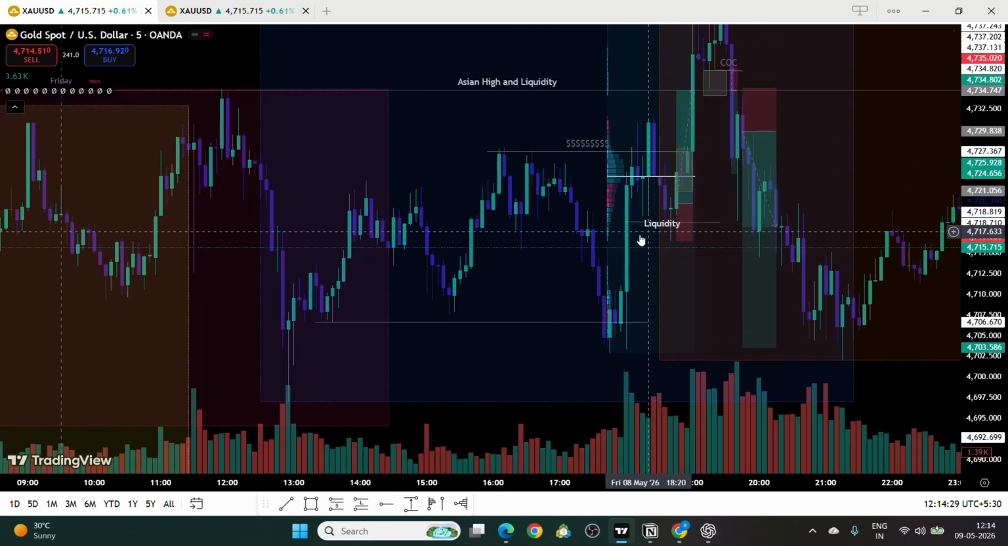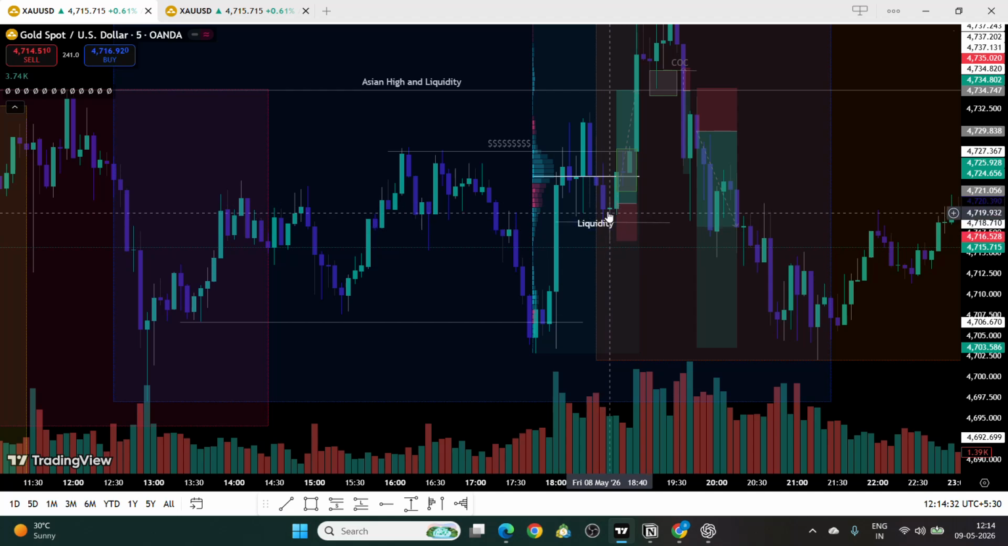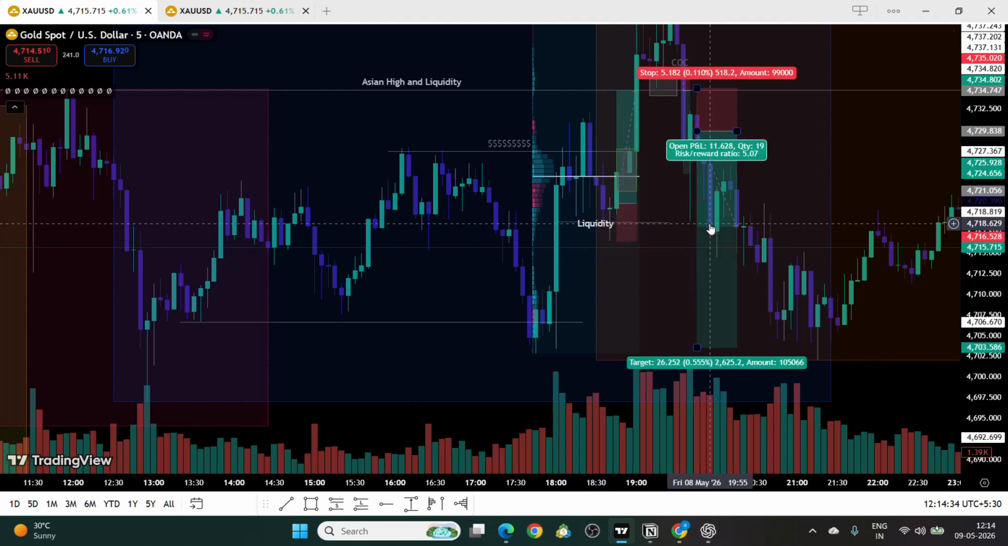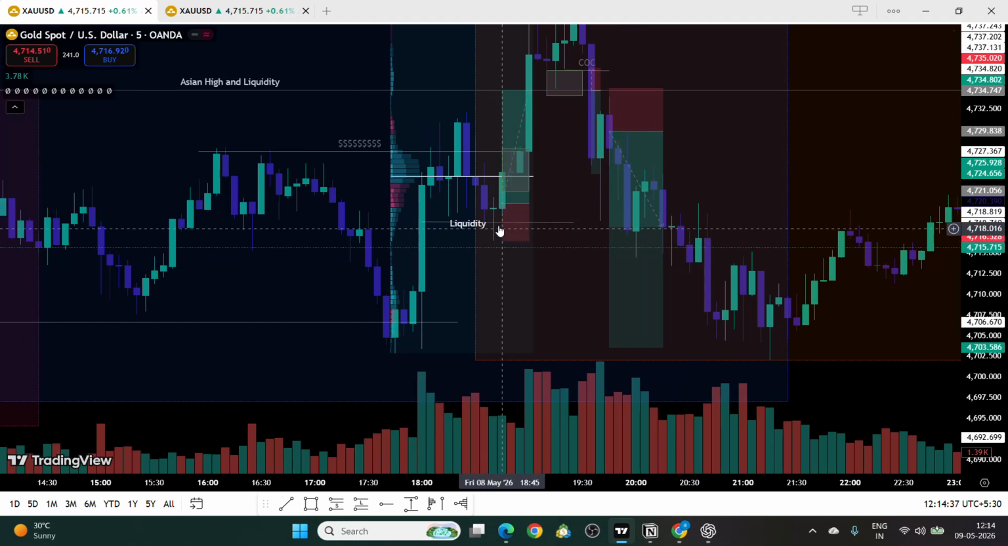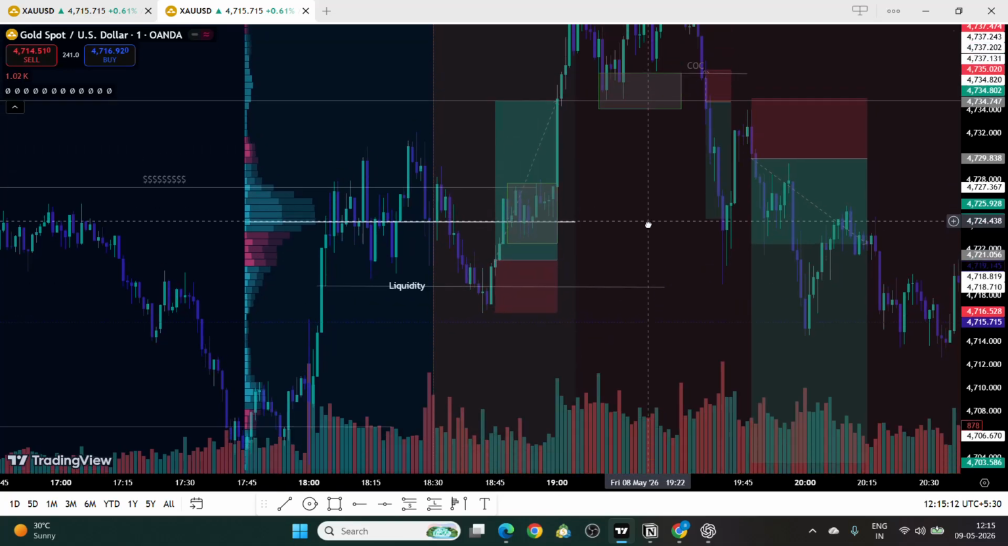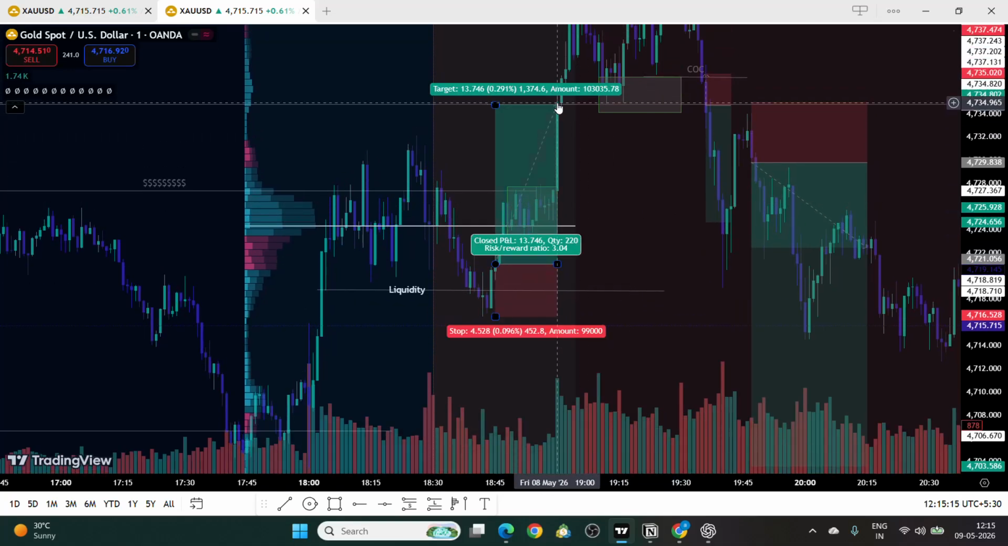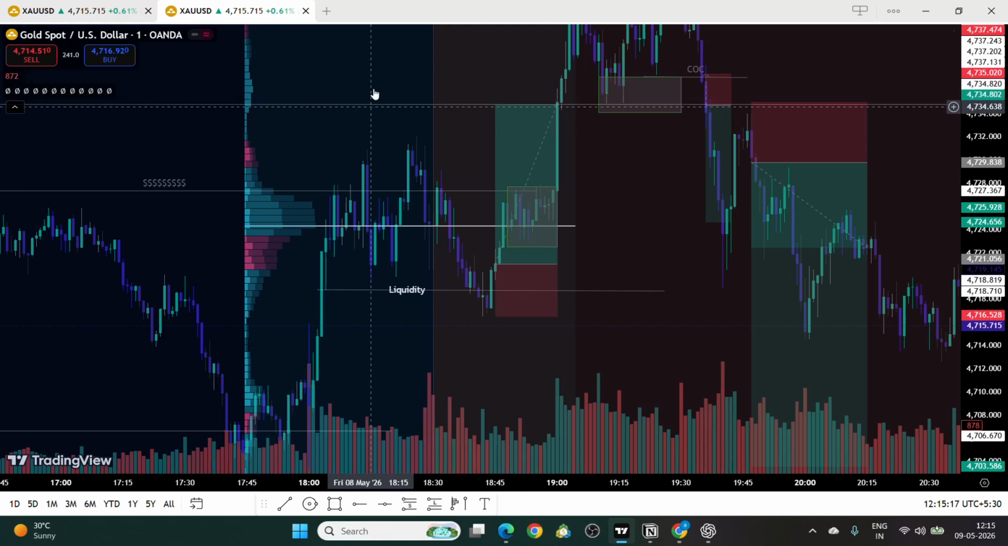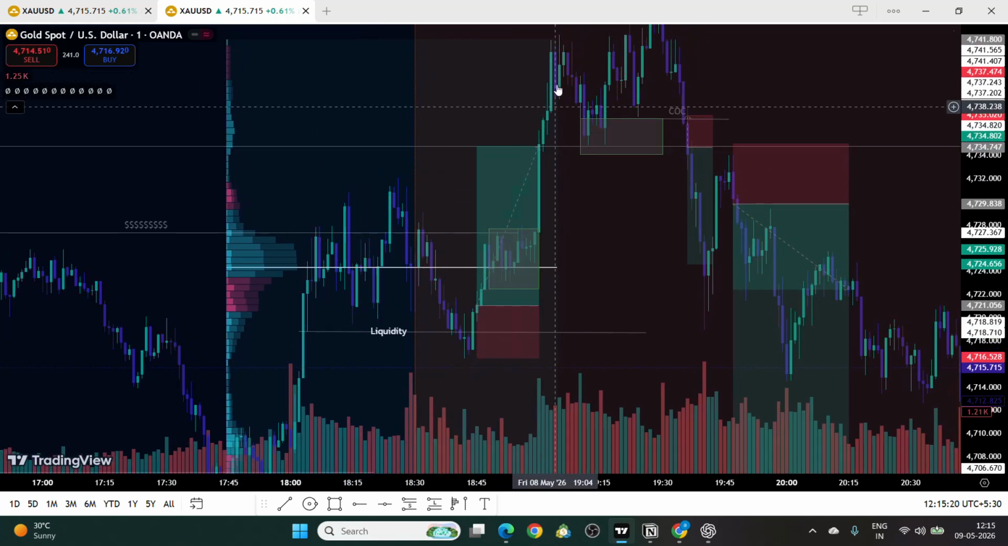So I have taken the entry when it gave this hammer. This hammer is a big sign that the market is reversing, after taking the liquidity of this. It is one confirmation, and the volume is also comparatively good. It gave this confirmation, and the buyers are taking control. So all the way up to here it is taken, which is a 1 is to 3 ratio, and it grabbed all the liquidity which was created, and the market moved up.